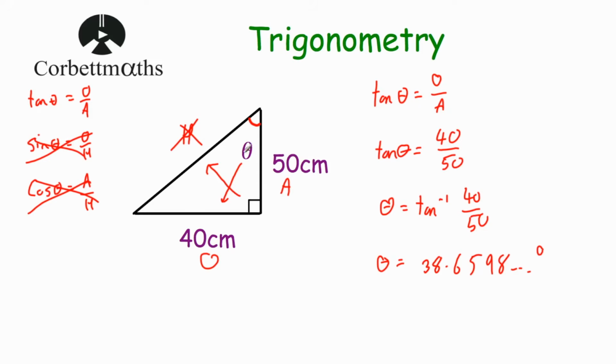So the size of this angle here is 38.6598 and so on degrees. Now let's round that to two decimal places. So to two decimal places, this angle theta is equal to 38.66 degrees, and that's it. So we've used trigonometry to find the size of this angle. Okay, let's have a look at our next question.